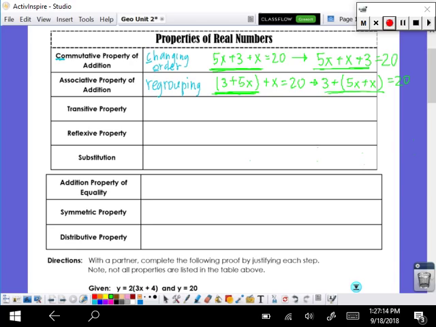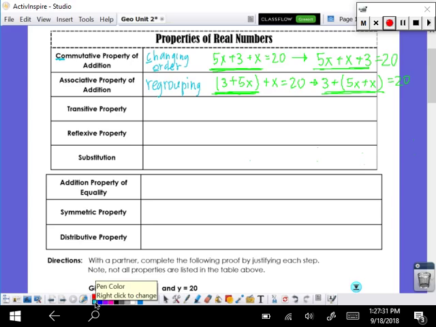So notice what I was grouping changed. First it was the 5x plus x. Now it's the 3 plus 5x. I regrouped, and that is going to be the same equation as the first time.